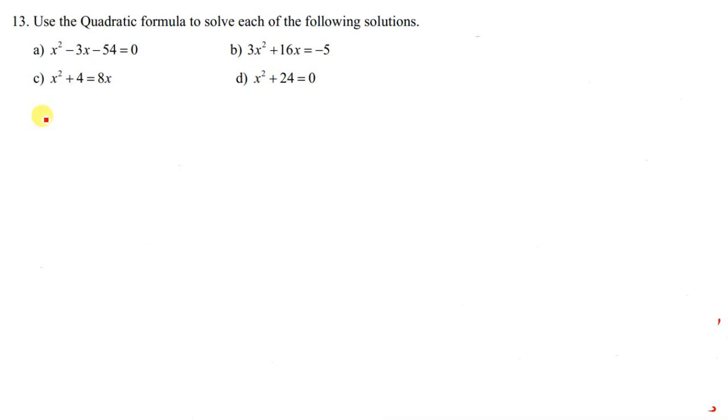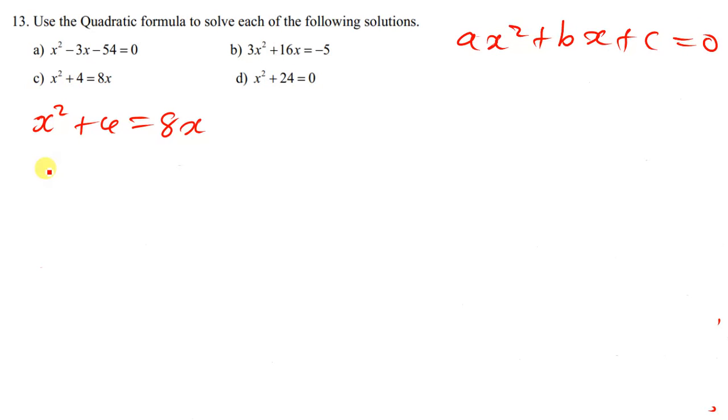Okay, so for this one, C, I'm just going to rearrange it for you and then you solve it and send the solution. So for C, we have x squared plus 4 is equal to 8x. So you just have to arrange your quadratic equation in the format ax squared plus bx, then plus c is equal to 0. So in this case, we have x squared, and then we bring this 8 to the other side of the equal sign to be negative 8x. Then you say plus 4 is equal to 0.